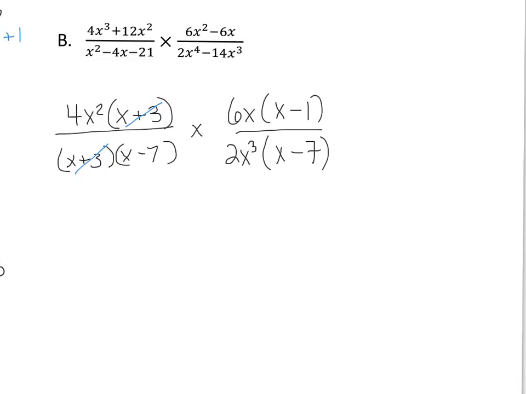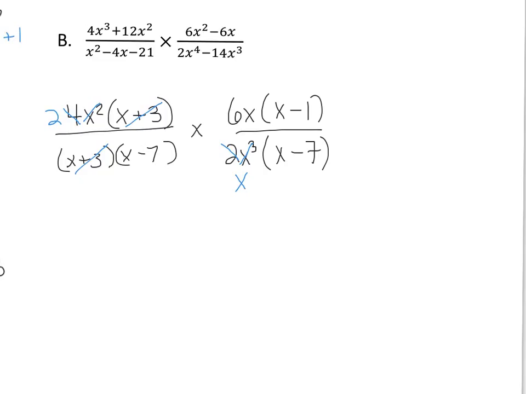Okay. And now I can look at the monomials, the single terms, and I can also reduce those. So I could reduce the 4 here and the 2 because they're both divisible. So 2 divided by 2 is 1, 4 divided by 2 is 2. And then the x squared goes away and the x to the third just becomes x to the first.